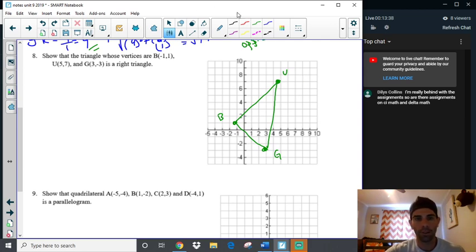Now, what they want me to do is prove that I'm a right triangle. To be a right triangle, that means 90 degrees.